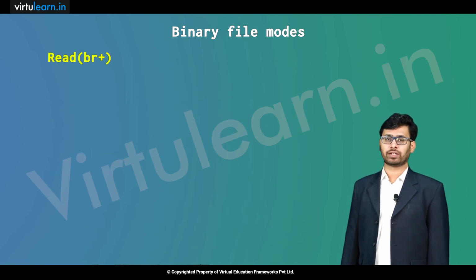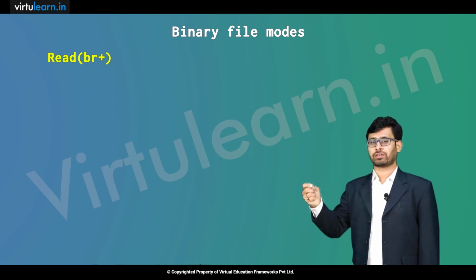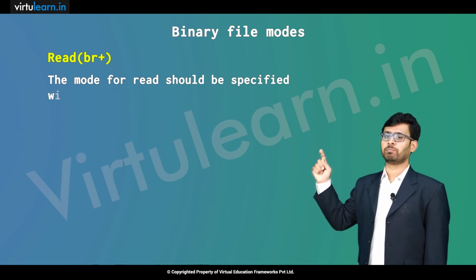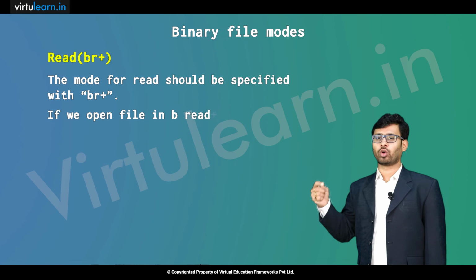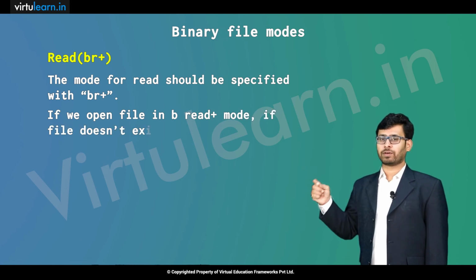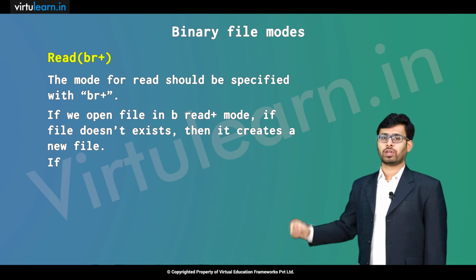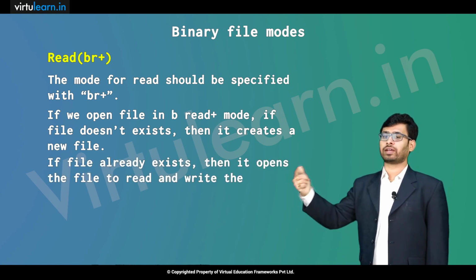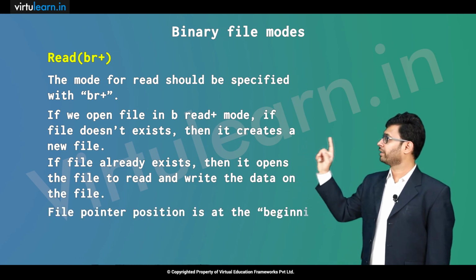Next, binary read plus. If you want to perform the binary read plus, the mode should be specified with BR plus. If you open the file in the binary read plus mode, if the file does not exist, then it creates a new file. If the file already exists, then it opens the file to read as well as write the data on the file. The file pointer position is at the beginning of the file.